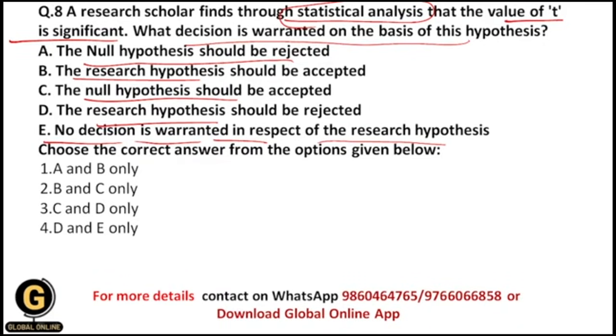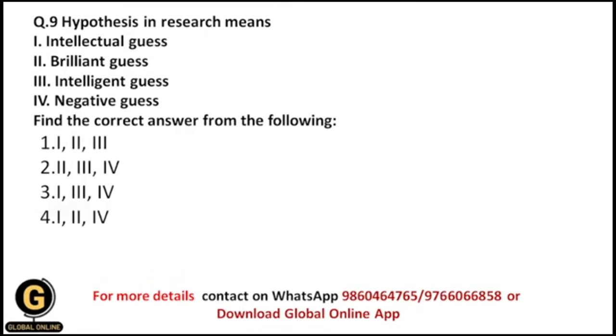So whenever we get the t value as a significant value, we need to accept the research hypothesis, and in this situation we need to reject the null hypothesis. That's why two decisions are warranted here on the basis of this hypothesis: the null hypothesis should be rejected and the research hypothesis should be accepted. So your correct answer should be 1, that is A and B only. Next, hypothesis in research means. What is the meaning of hypothesis?